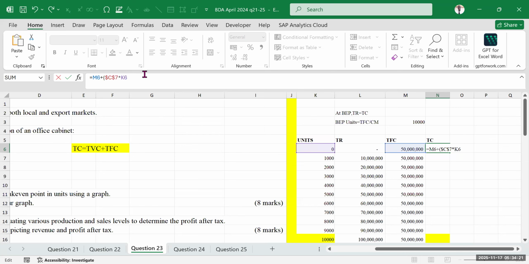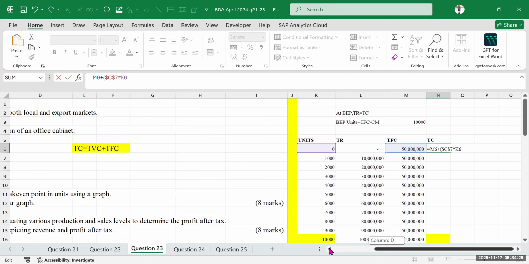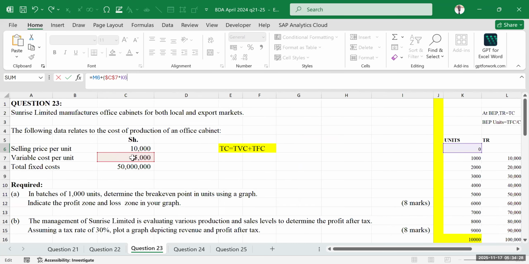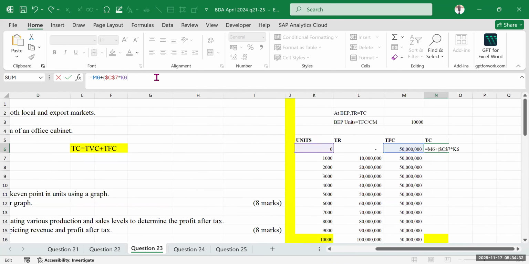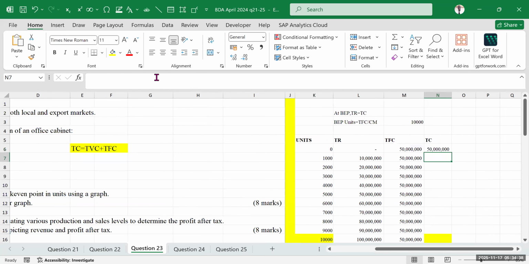The only locking that we have done is on the variable cost per unit, because this one is constant and we are using it to get the total variable cost. All right, so I will close that bracket, and that should give us total cost. I confirm and I have total cost for the first row.